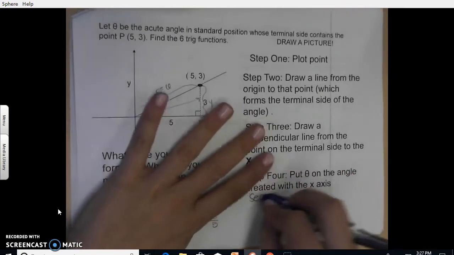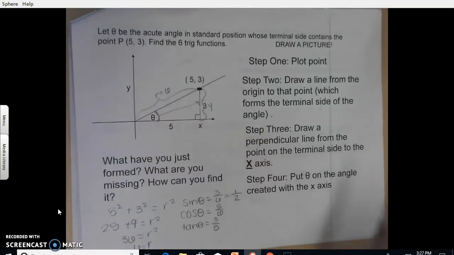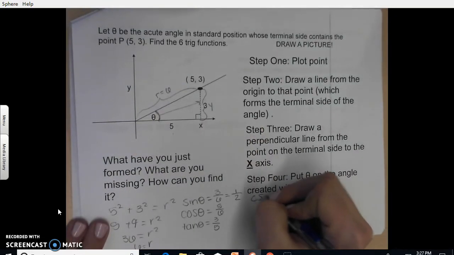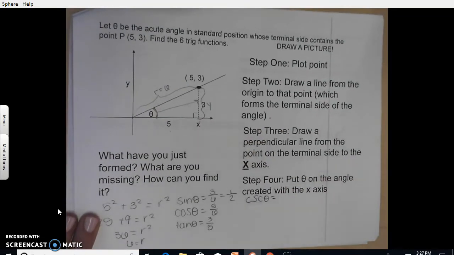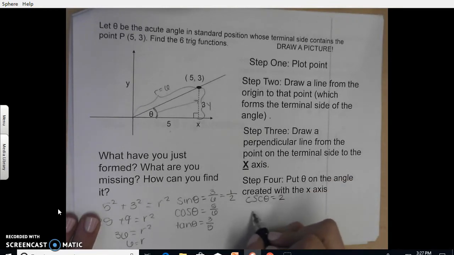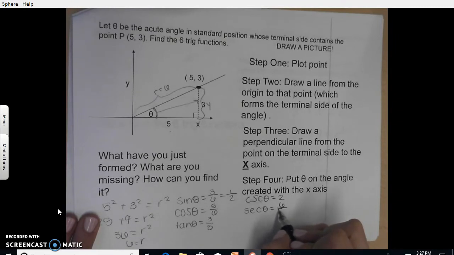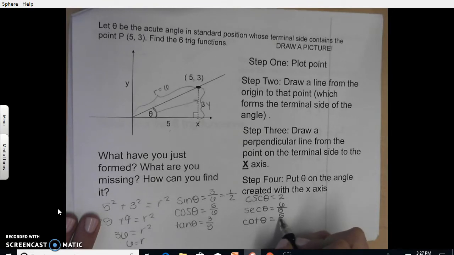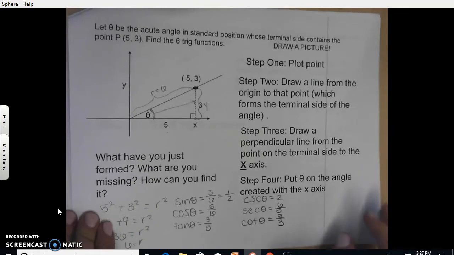Secant, I'm lying to you, cosecant of theta is the reciprocal of sine, which is 2 over 1, which is 2. Cosine goes with secant, which is 6 over 5. And cotangent of theta would be 5 over 3.